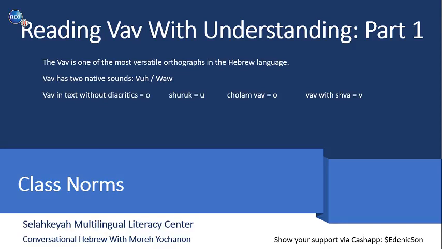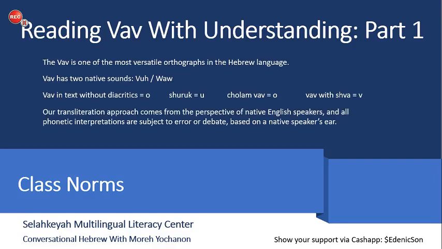Okay? Now, like I said, these are rules that can be bent and sometimes they can be broken. But for beginning to learn how to read Hebrew, it is best if you follow these four rules. The one we're going to talk about today is the Vav in text without diacritical marks.